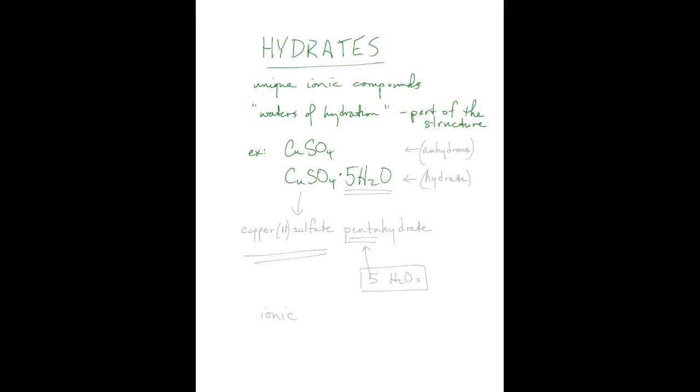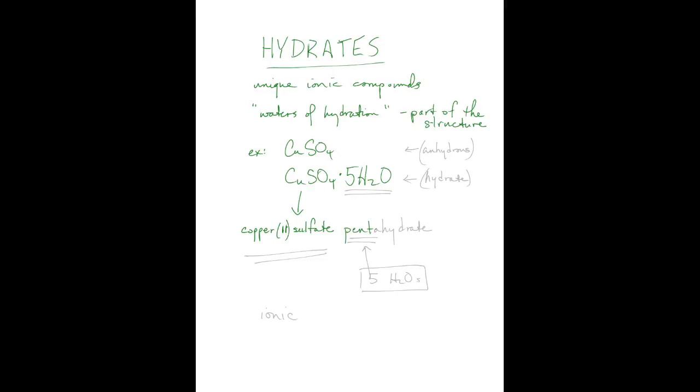Now, how do we name this? We name it the same way as we normally would, just the first part of it, copper 2 sulfate. Why is there a 2 there? Copper is on our list of elements that can have more than one choice of charge, so we have to put the Roman numeral in there to show which one we have. Is copper being a +1 ion or a +2 ion? Here it's being a +2, so we're going to show that.